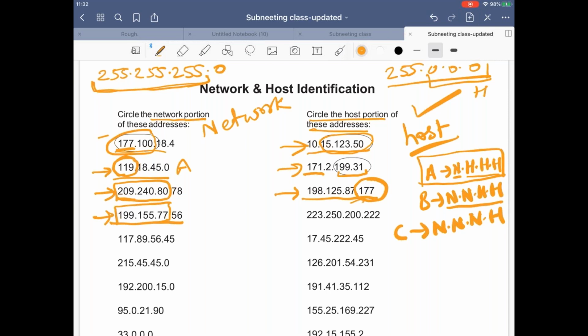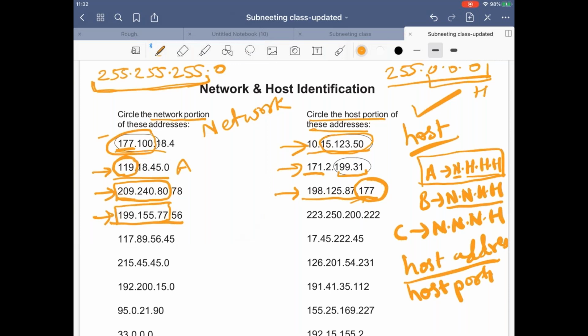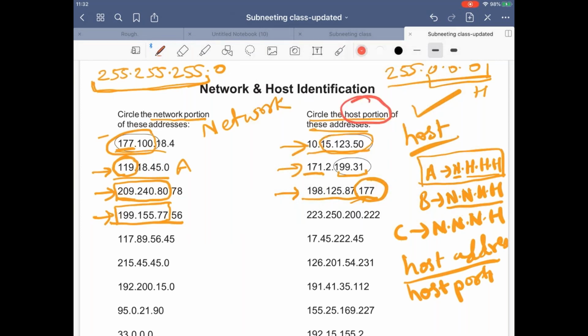See, if you say host address, this is a different term. And if you say host portion, this is a different term. Both are different terms. Here we are finding host portion. Okay, next one.